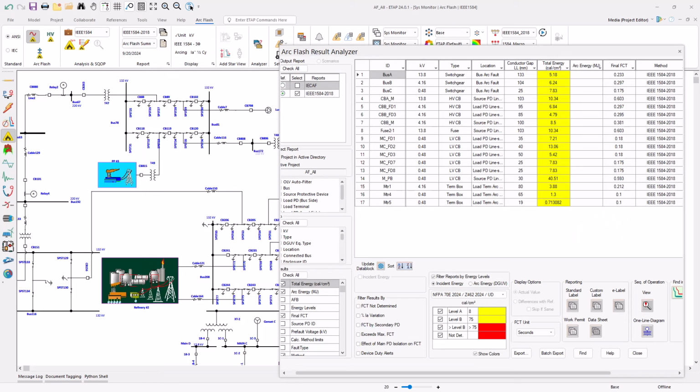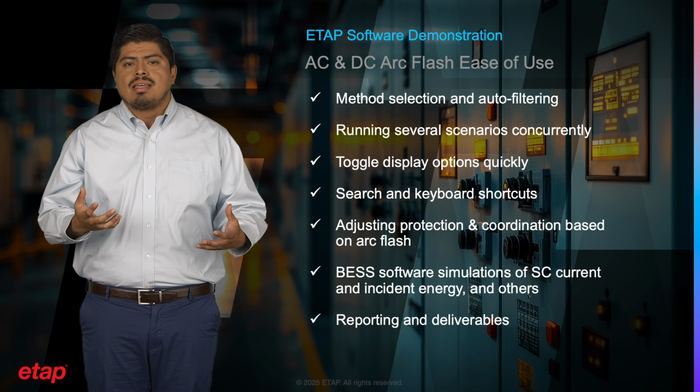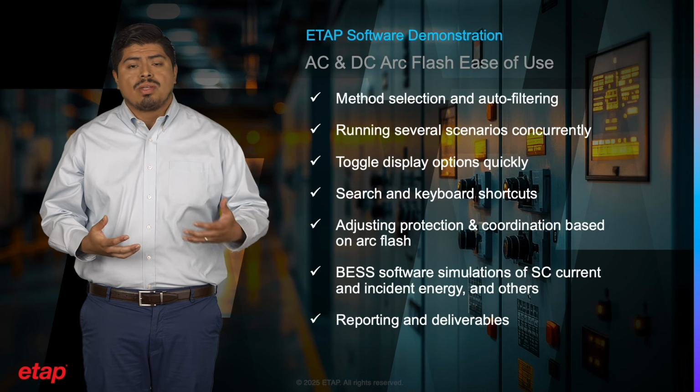Finally, I would like to conclude by saying that sometimes all it takes is a single spark to cause an arc flash. However, ETAP is the spark that transforms complex arc flash analysis to identify and mitigate hazards using accurate simulations for a safe workplace.